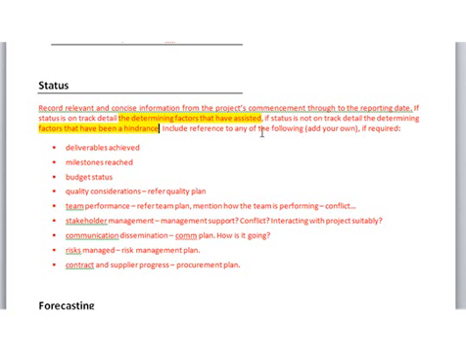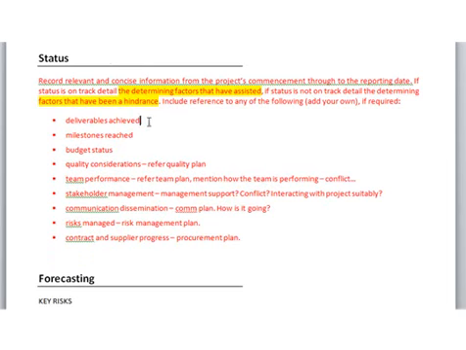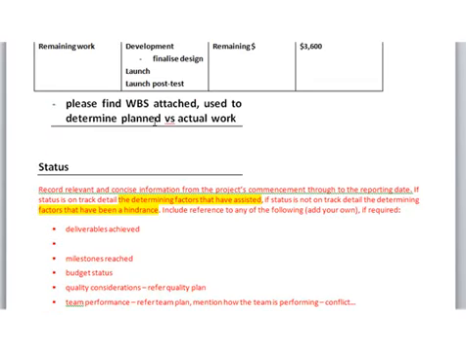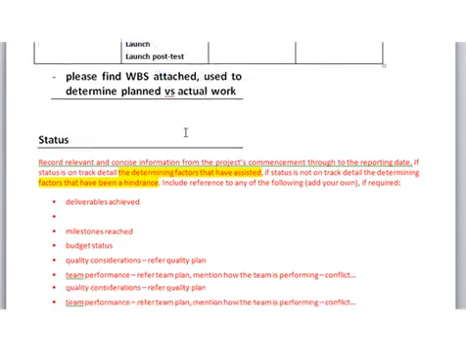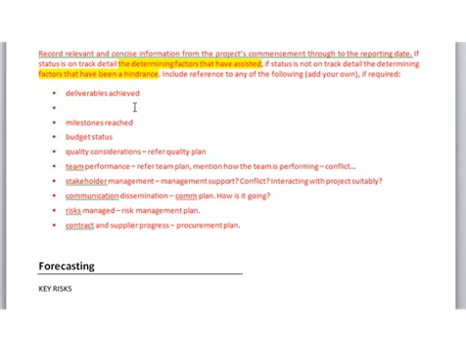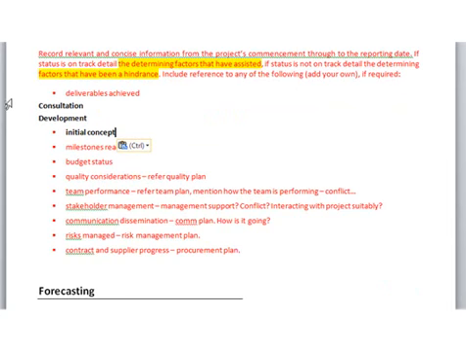In here it says include reference to any of the following, and you can add your own if required. The first one here is deliverables achieved. So I'm just going to put an enter point there, and the deliverables I've achieved are these. That's the actual work. That's what I'm going to put in here. You may have named your deliverables a little bit differently. That's fine.